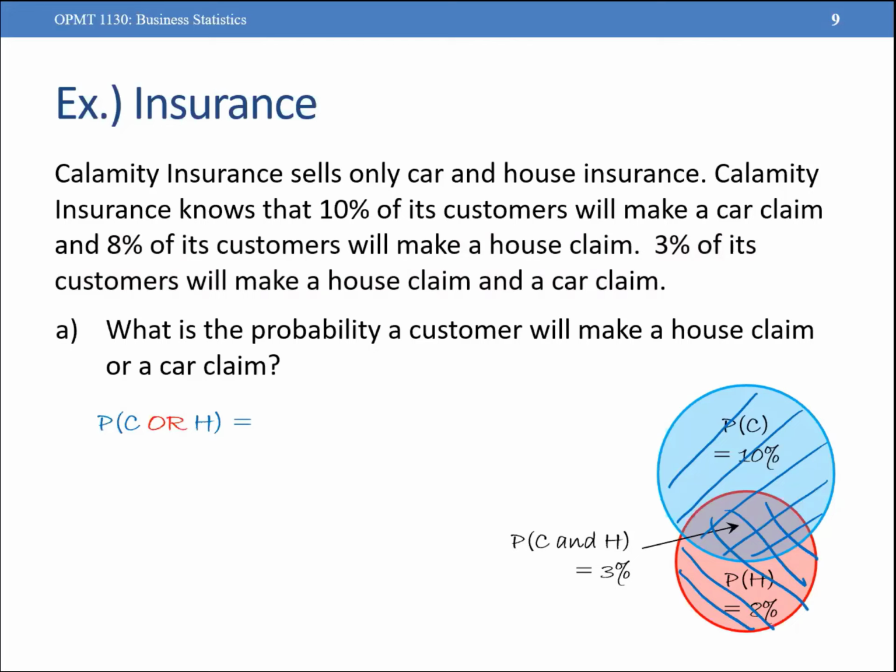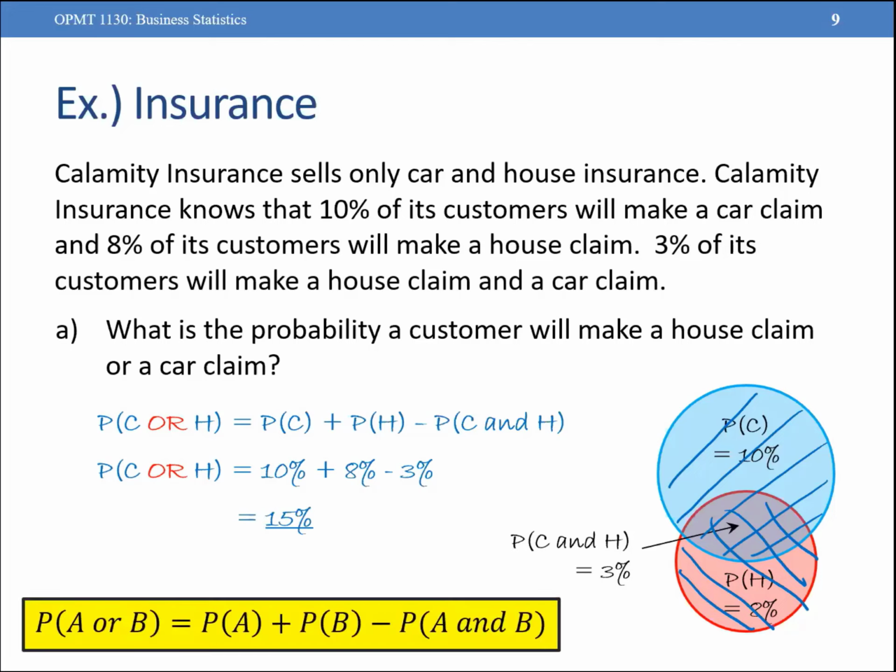And then what do I have to do? I have to subtract the overlap. So I get this relationship here: the probability of the car plus the probability of the house minus the overlap, because it gets counted twice. So what I get is 10% plus 8% minus 3%, so I don't do double counting. Now, that gives me 15%. Now, if I want the formula, it's simply this formula if you prefer the formula.